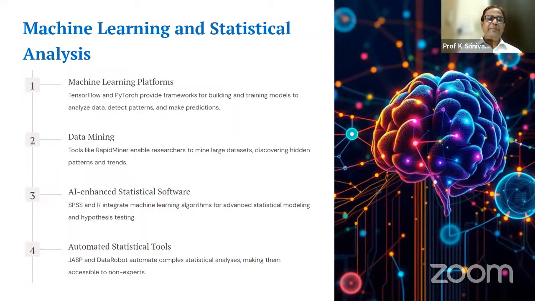Of course, machine learning and statistical analysis के लिए machine learning platforms are available. TensorFlow and PyTorch very important हैं, और data mining के लिए RapidMiner एक बहुत interesting tool है. RapidMiner enables researchers to mine large databases, discovering hidden patterns and threats. और of course हमारे जो standard टूल्स हैं, स्टैटिस्टिकल सॉफ्टवेयर, एसपीएसएस पे भी एआई का टूल आ गया, और आर में भी आर इंटीग्रेटेड मशीन लर्निंग एल्गोरिथम्स, almost advanced level का आ गया for advanced statistical modeling and hypothesis testing.